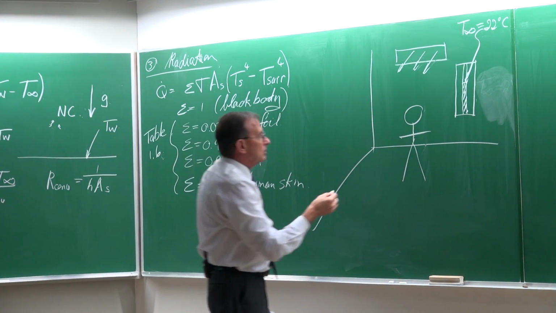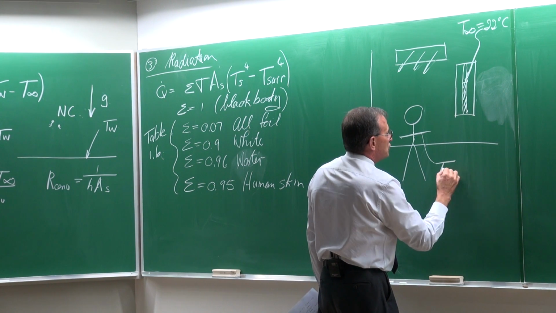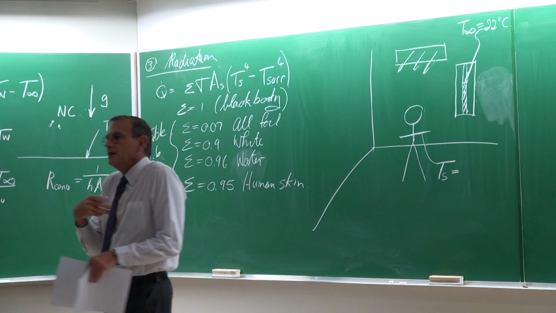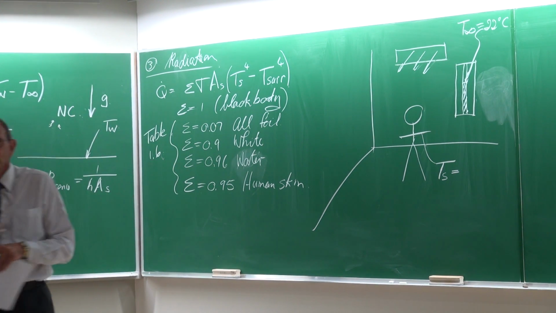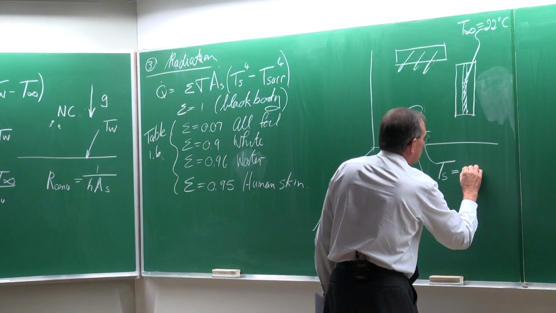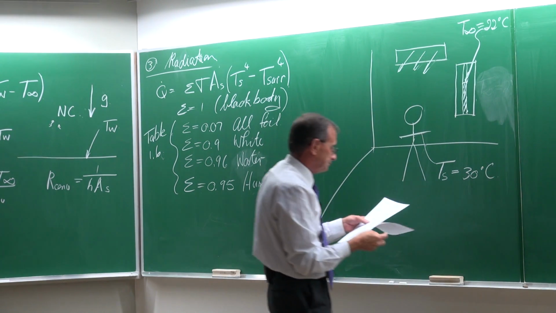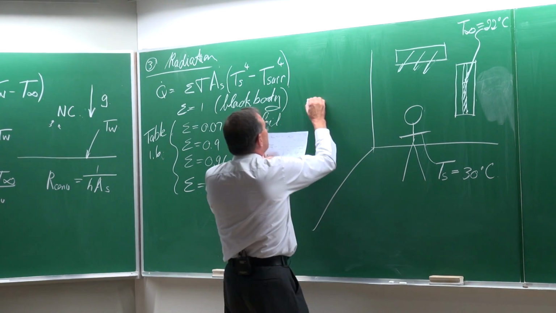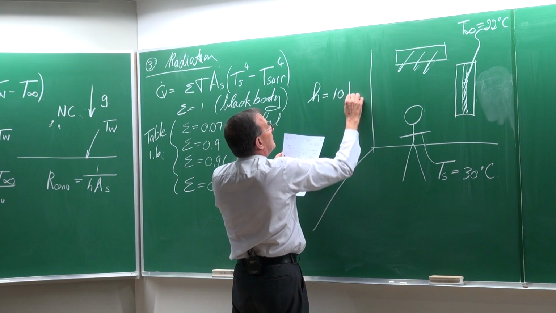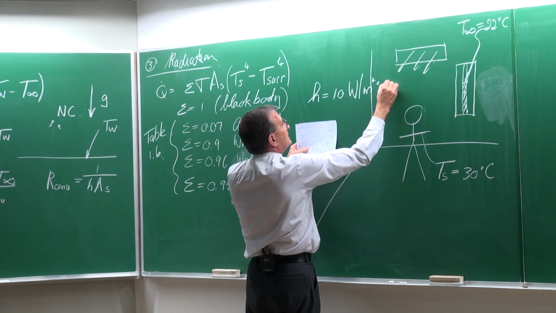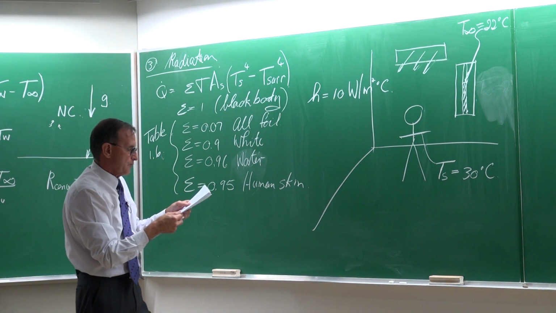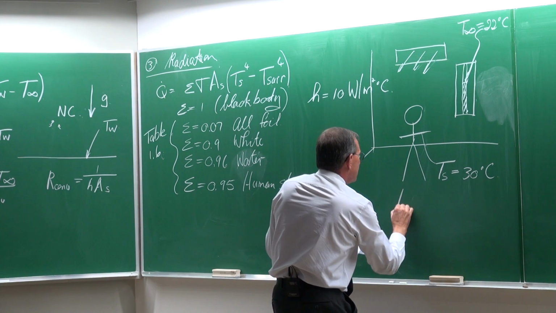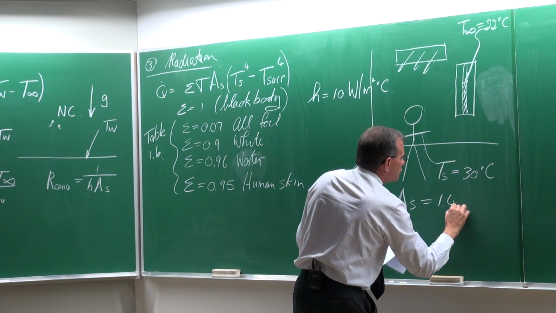And what would your temperature be? Your temperature would not be 37, that would be the temperature inside your body, but the skin temperature will be about 30 degrees Celsius. And because of this air conditioner, the heat transfer coefficient is going to be 10 watts per square meter degree Celsius, and your surface area is 1.4 square meters.